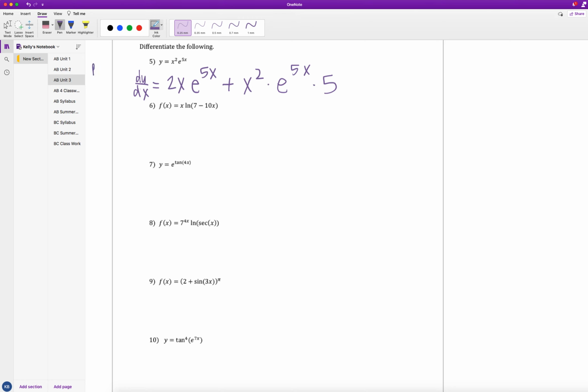So in example 5, we did need a product rule. We also used a power rule. We used power rule twice, and the chain rule as well. We took the derivative of e to the 5x.